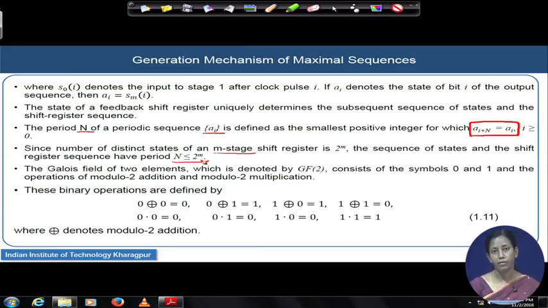If we have a Galois field of 2 elements, that means the symbols can have either 0 or 1, then we can have operations like modulo 2 addition and modulo 2 multiplication. The binary operations would look like this. It is an XOR table, we all understand that 0 XOR 0 is equal to 0, 0 XOR 1 is 1, 1 XOR 0 will be 1 and 1 XOR 1 will be 0. And this is a multiplicative operation that gives 1 only when both inputs are equal to 1. Here this operation is the modulo 2 operation.